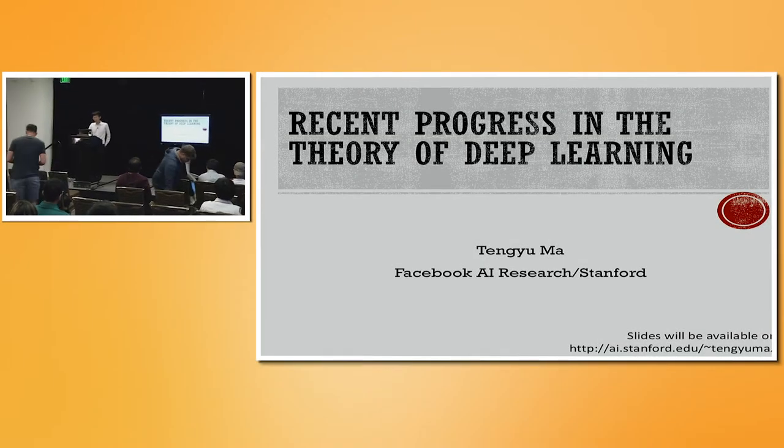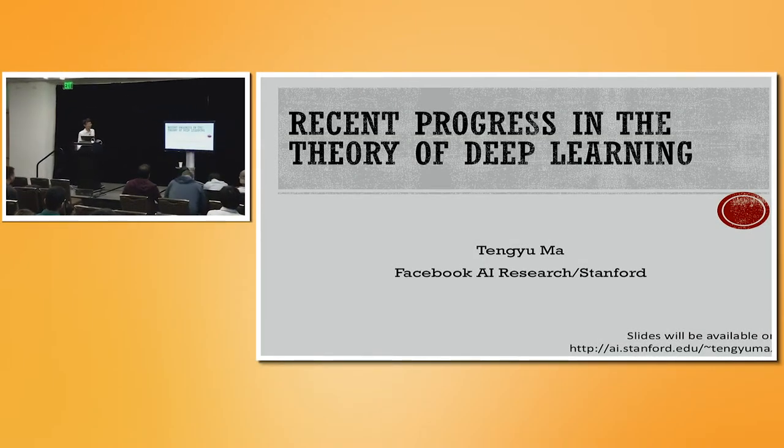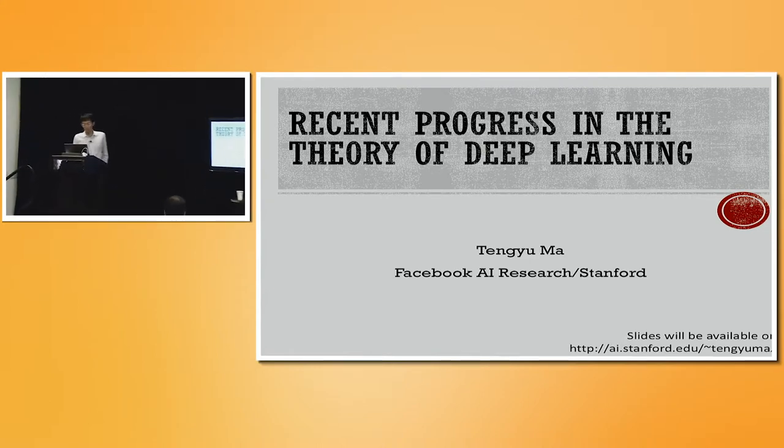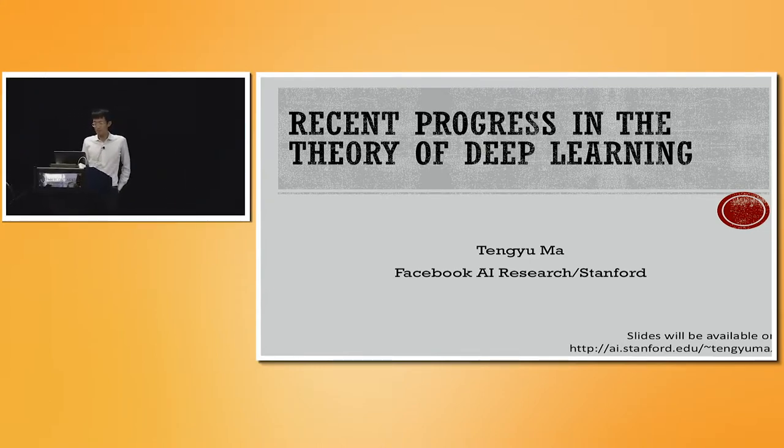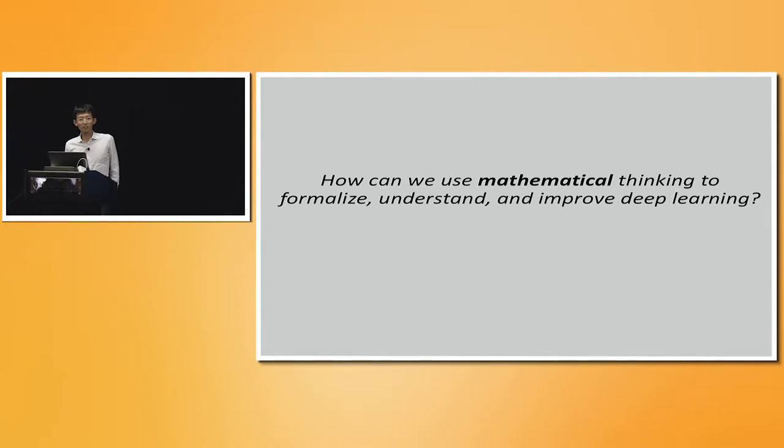So I'm going to talk about the recent progress in the theory of deep learning. And the slides will be online afterwards on my website. As the title suggests, the main concern of this talk is how can we use mathematical thinking to formalize, understand, and improve deep learning.